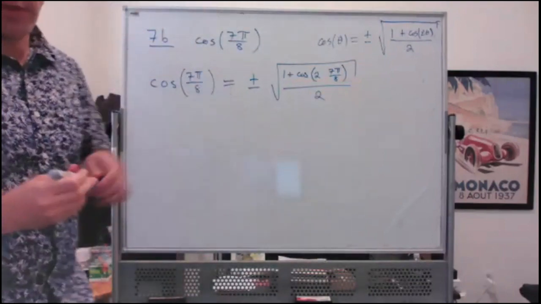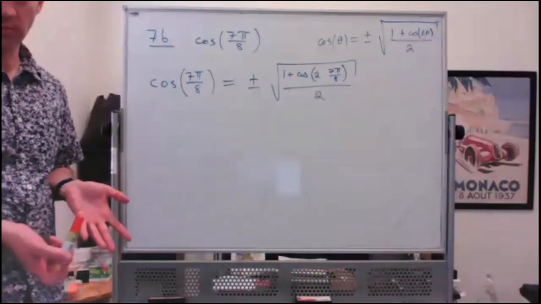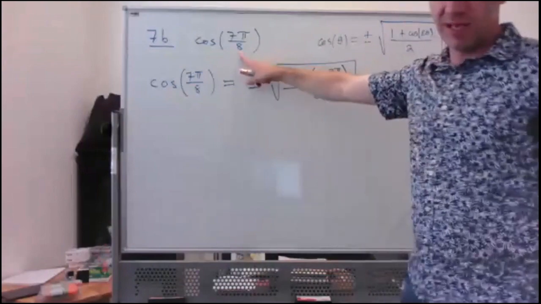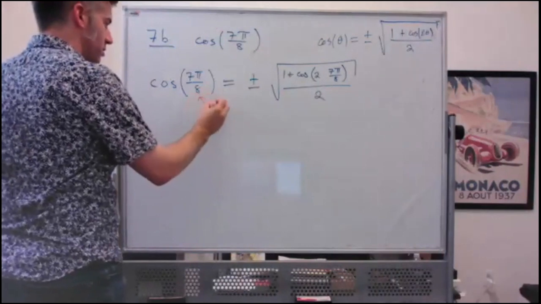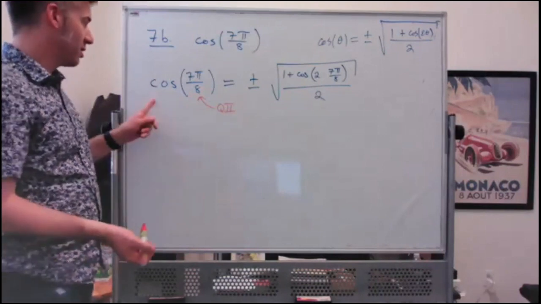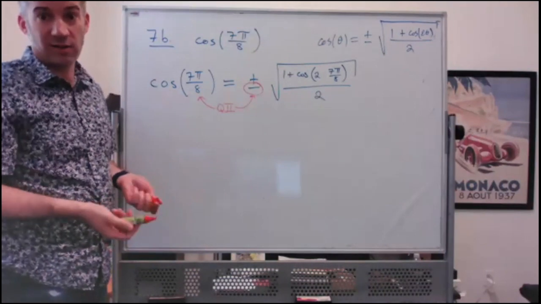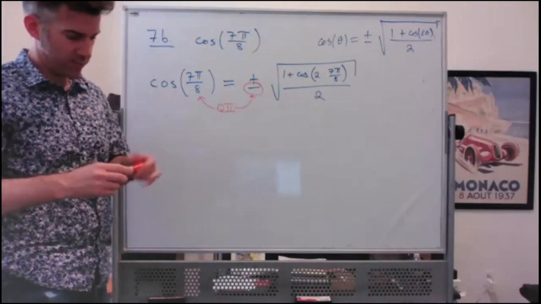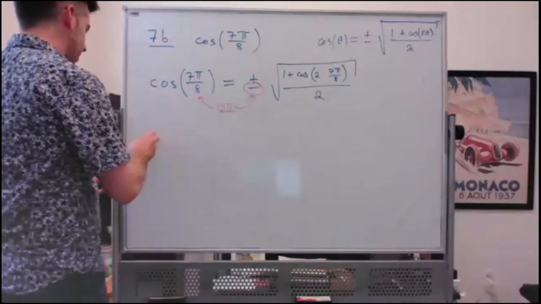Okay, this is the problem. Someone asked, do we need to think about 17 pi over 12, which quadrant? And no. This is the problem where you have to think about what quadrant the angle is in. So 7 pi over 8 is really close to pi, but it's not quite there. So 7 pi over 8 is in quadrant 2. And if our angle is in quadrant 2, cosine of the angle has to be negative. So our answer is going to be the negative square root of whatever we've got here.